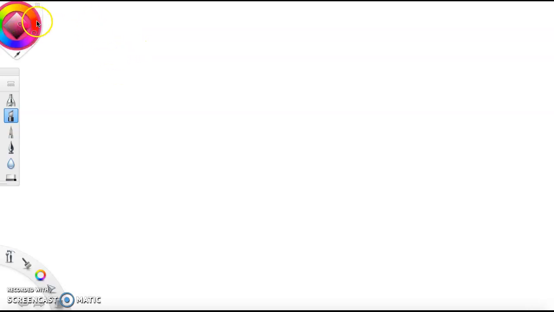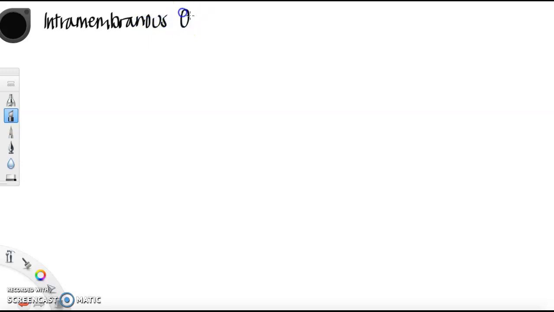All right, so we're going to talk about bone formation. And the first way that bones form is through a process called intramembranous ossification. Intramembranous ossification. So ossification just means formation of bone, okay?